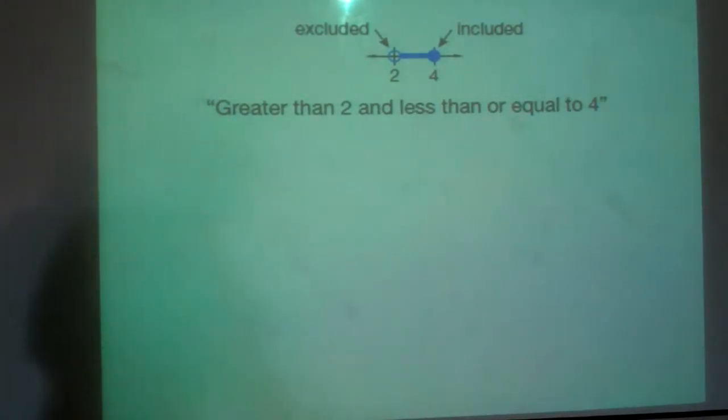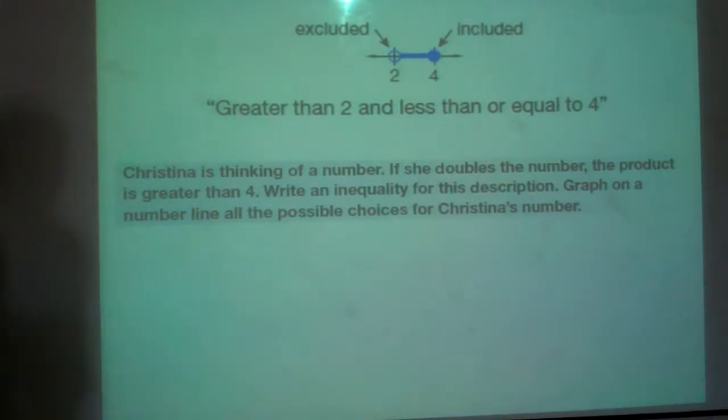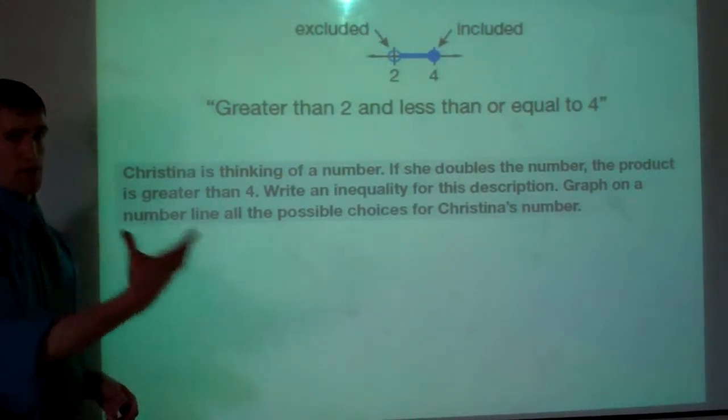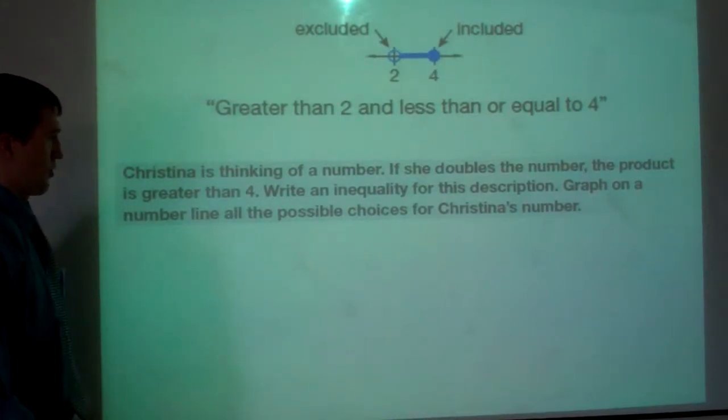Alright, so let's take a look at some of these here. So let's think of this number scenario here, except we're going to take it one step further. Christina is thinking of a number. If she doubles the number, the product is greater than 4. Write an inequality for this description. And then we're going to graph on the number line all the possible choices for the number. Okay, so it says she's thinking of a number, and if she doubles that number, the product is greater than 4. It's not greater than or equal to 4, it's just going to be bigger than 4. So we're not going to include 4, okay? So 4 is excluded.